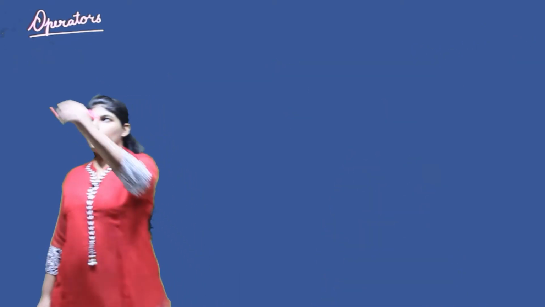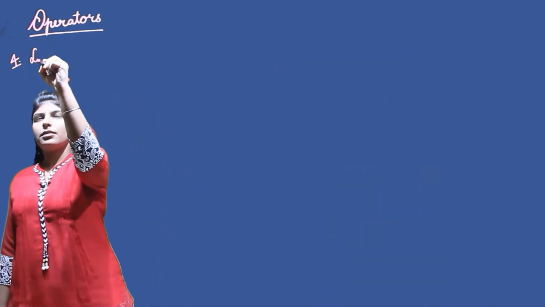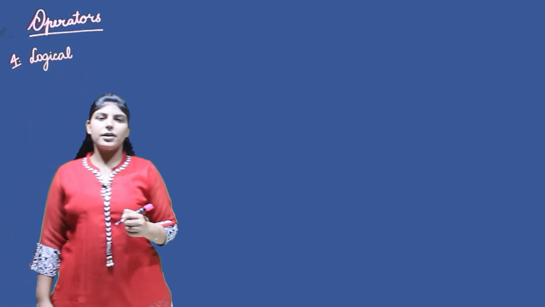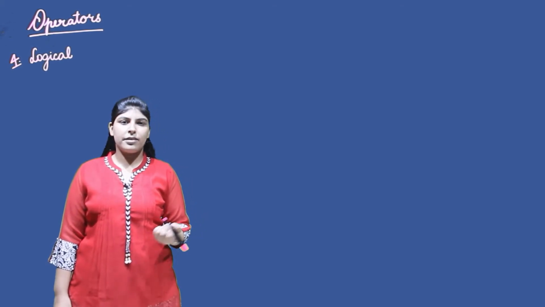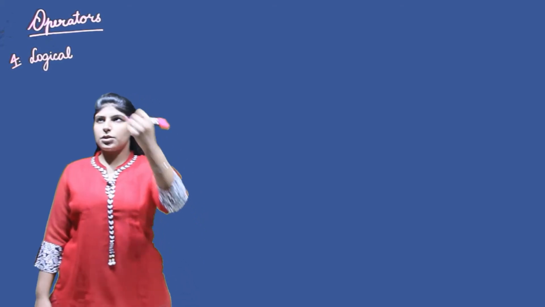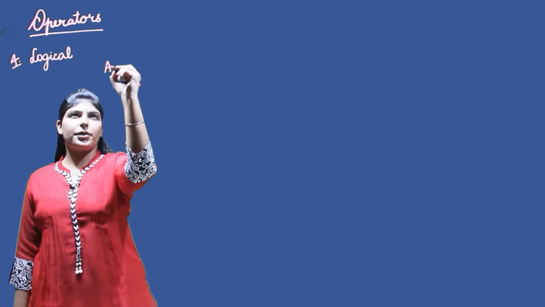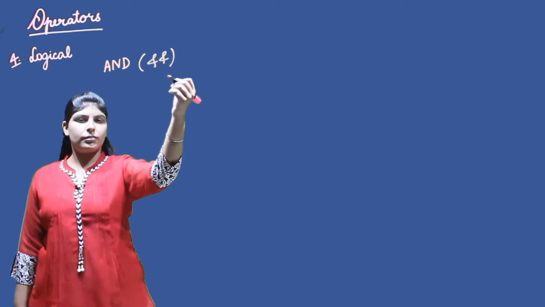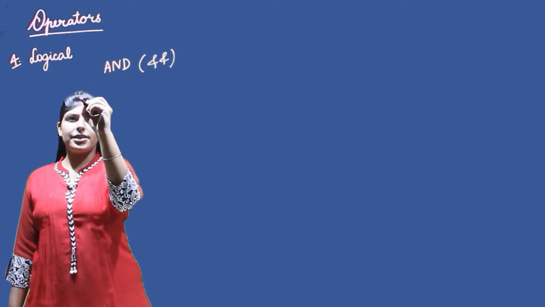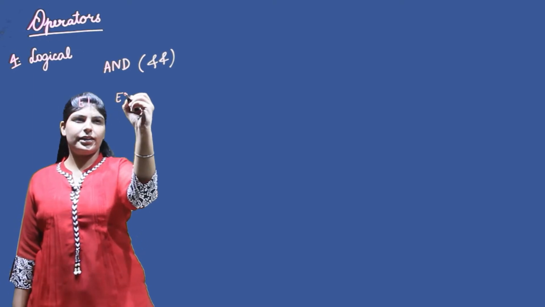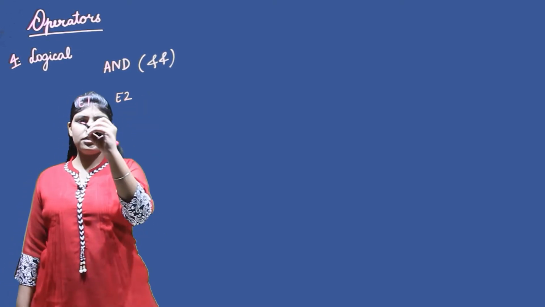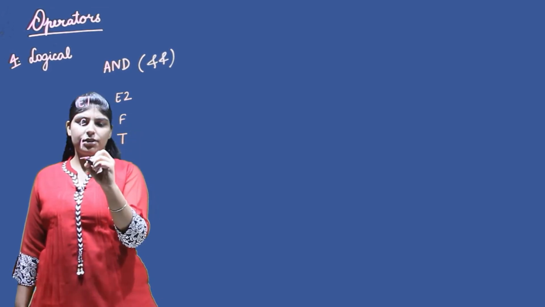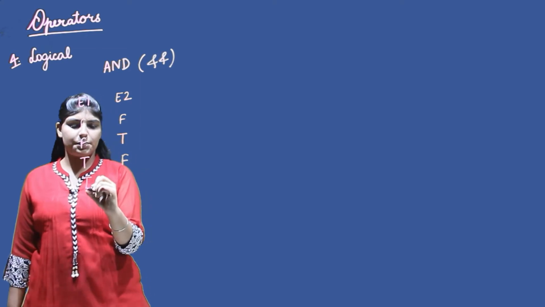Next we have logical operators. These operators take Boolean value as input and return Boolean value as output. So the first logical operator we have is AND operator. It is denoted by double ampersand symbol. How does this work? Let us say we have two expressions E1 and E2. Both of them are Boolean, so the outputs could be false, false, first expression false, second true, first expression true and second false, or both expressions true.